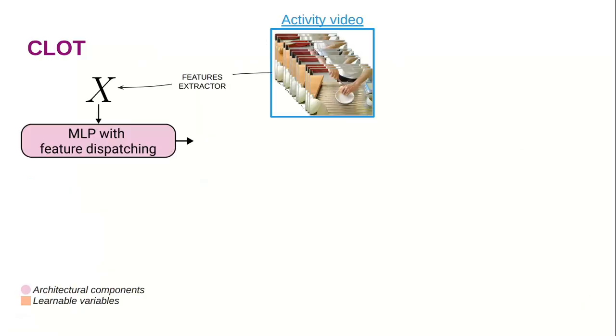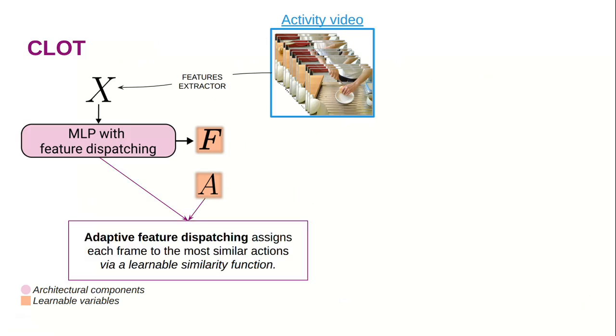Let's take a closer look at the architecture. These slides evolve gradually, so I'll guide you through them. We start by extracting frame features using a simple pre-trained extractor. Then, we initialize two sets of learnable embeddings: frame embeddings, representing visual observations, and action embeddings, representing potential action prototypes. In the encoder, we use a simple MLP combined with a feature dispatching mechanism. This module assigns each frame to its most similar action prototype using a learnable similarity function. You can think of it as an adaptive routing process that filters out irrelevant or background frames.